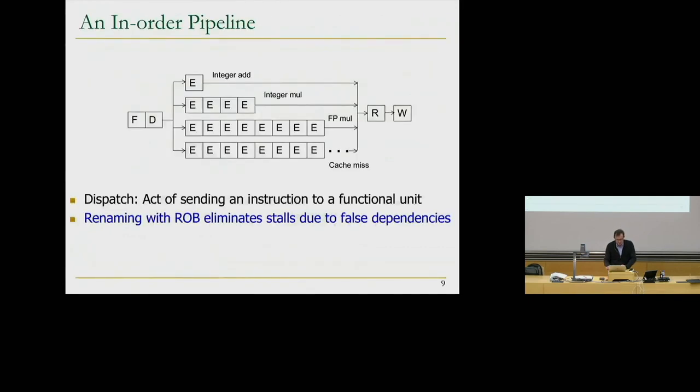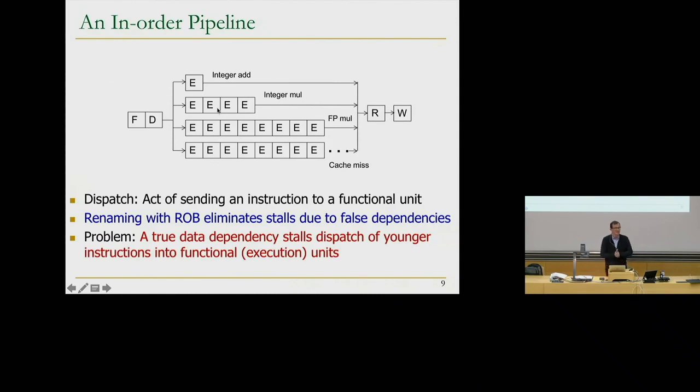Okay, so now we're going to build out-of-order execution. So we're still in order in the sense that if there's a true data dependency over here, we're not going to dispatch this instruction. Dispatch means it's the act of sending an instruction to a functional unit. It needs to wait. Okay? But renaming with reorder buffer eliminates stalls due to false dependencies. So if you have false dependencies, you can still keep going.